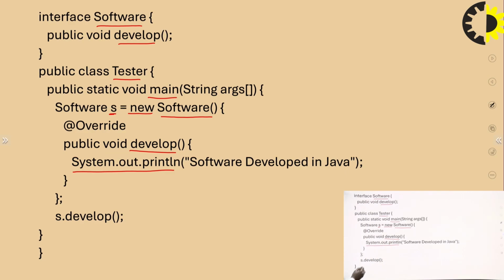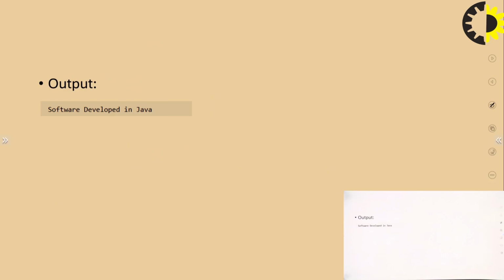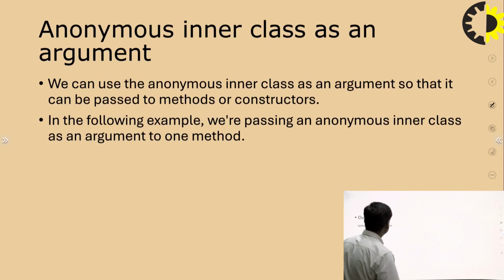So just use s.develop. s is the interface reference variable. We call the develop method. The develop method is already implemented with the help of this anonymous inner class, so it will display the message software developed in Java. So this is the second approach, the use of an anonymous inner class for implementation of an interface. This is the outcome: software developed in Java.